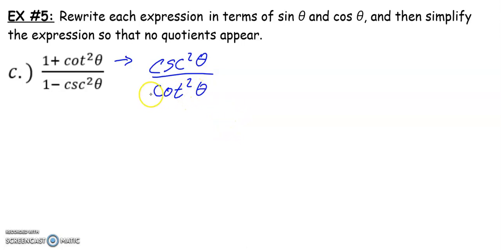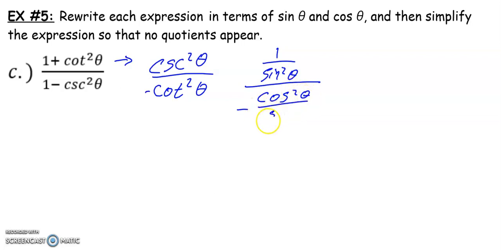Oh, I'm sorry. This would be a negative because when we move it around, we want 1 minus, yep, that'd be a negative cotangent on that one side. I knew something was tickling my brain that it was wrong. So cosecant squared theta is going to become 1 over sine squared theta, over negative cosine squared theta over sine squared theta.